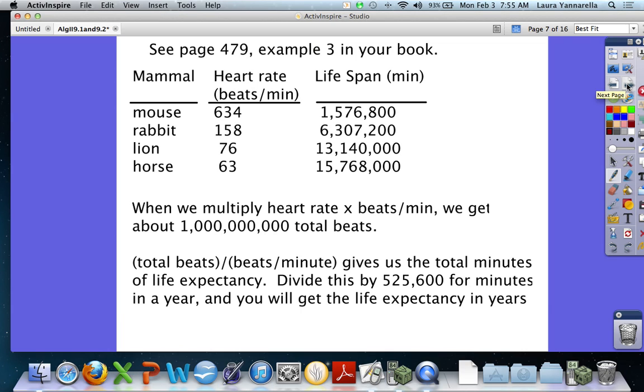Now, there's an example on page 479 that I particularly like because it's a real-world example. Take some time to read it. I'm not going to go over that here, but it's very interesting that the quicker your heart beats, the shorter your lifespan. So because one here goes down and the other goes up, we know that this is an inverse variation in nature.